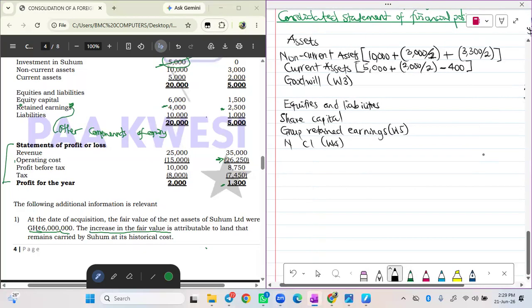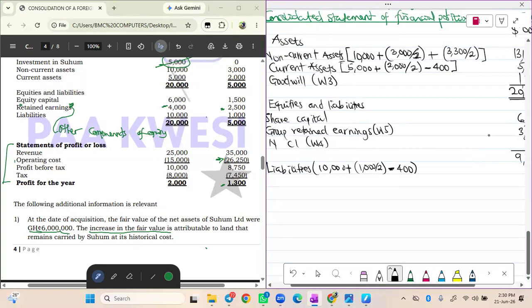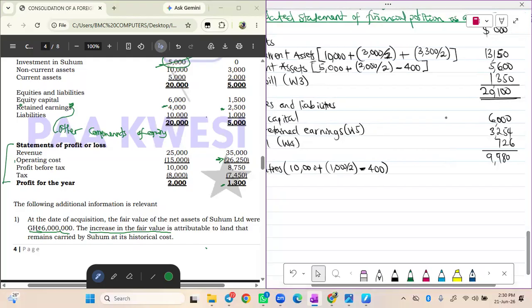So let's bring our liabilities. It is $10,000 plus 1,000 cedis, minus the short-term loan. You deduct from liabilities because we deducted from current assets. For 10,000 plus 500, 10,500 plus this 10,000. Then the exchange loss, 10,100. The exchange loss will come here.